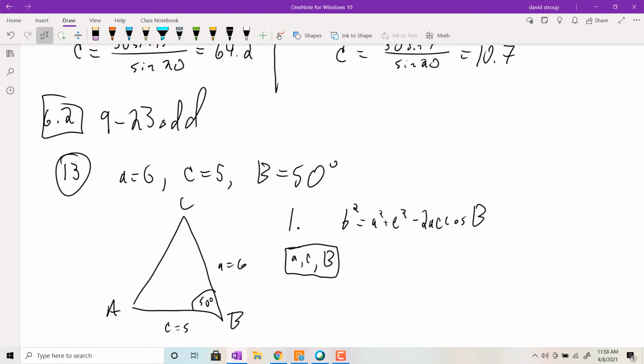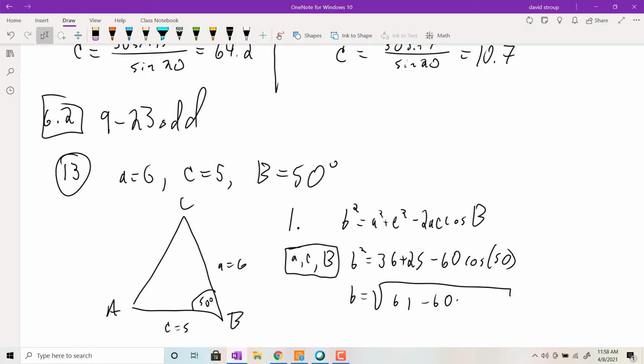All right, so anyways, let's solve that. So I have b squared is 36 plus 25 minus 60 cosine of 50. I'm going to take the square root on both sides and plop it into my calculator. What is it? 61, carry the 1, 3, 4, 5, 61 minus 60 cosine 50.